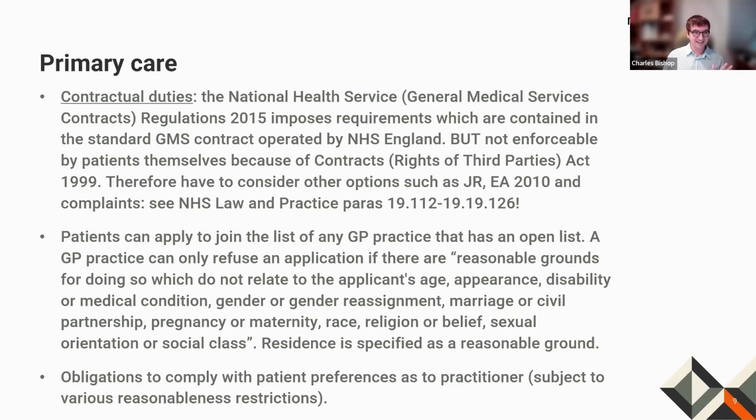So what do these rights say, however, assuming that they can be enforced? Well, patients can apply to join the list of any GP practice that has an open list, so one that is not a closed list and not lawfully closed. A GP practice can then only refuse an application if there are reasonable grounds for doing so, and that don't relate to what are essentially protected characteristics. A reasonable ground might be residence, so that is a basis on which a GP practice can refuse to accept someone onto an open list. And there are obligations to comply with patient preferences as to practitioner. But the overarching message I have here is that everyone has a right to decide which GP practice they want to join. There are some restrictions around residence, but generally speaking, you can go where you want. And once you're in there, you can also choose who you have as your GP in the primary care sector.